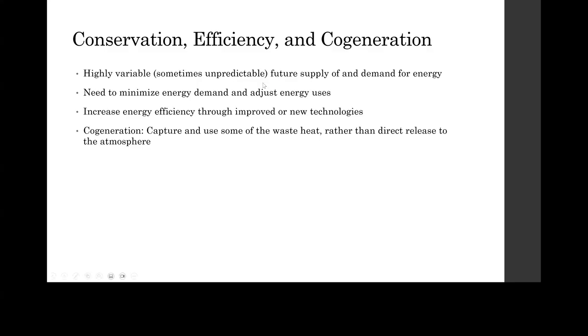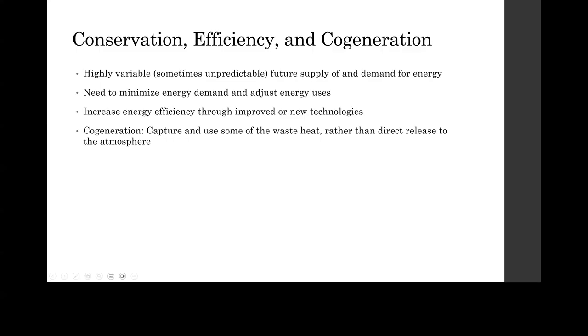So it's highly variable and sometimes unpredictable future supply and demand. So we have to minimize energy demand and energy use. And so there are three things we have to be able to do. They are conservation, which refers to moderation of energy demand, or minimizing energy demand. The second thing is efficiency. We have to increase energy efficiency through new technology. The third one is cogeneration.